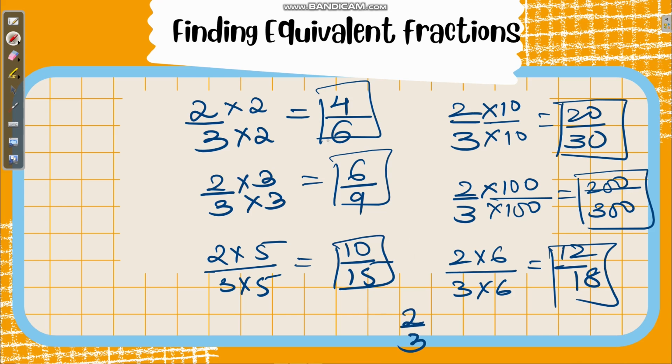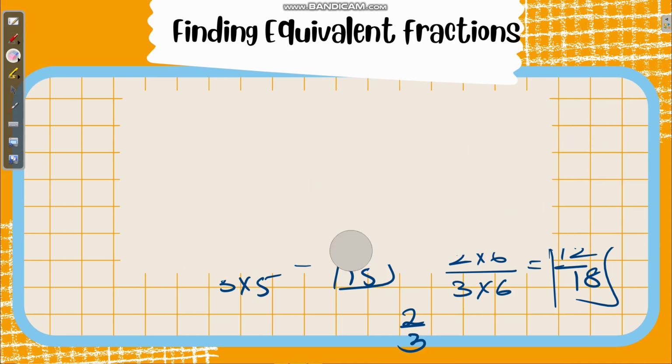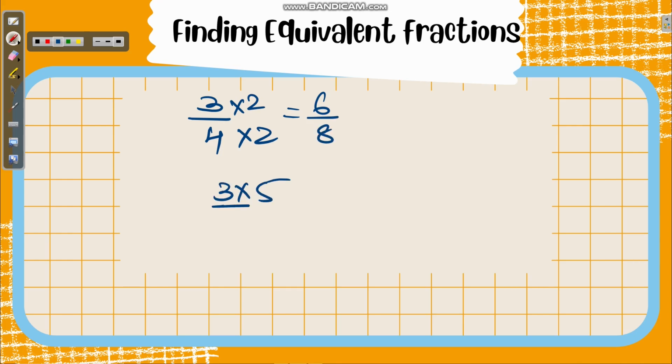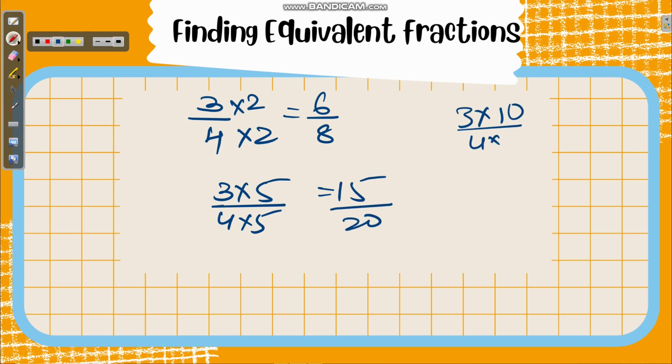Why? Because if you reduce all these fractions, okay, 4 by 6, the simplest form will be again 2 by 3. Let's take one more example and find the equivalent fractions. So let's find 3 equivalent fractions of the number 3 by 4. So let's multiply by 2, a simple number. Always take simple number. This will be 6 upon 8. So into 5, 4 into 5, that is 15 upon 20. So 3 into 10 upon 4 into 10, that is 30 upon 40.